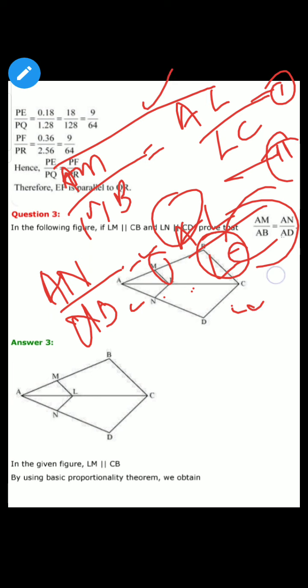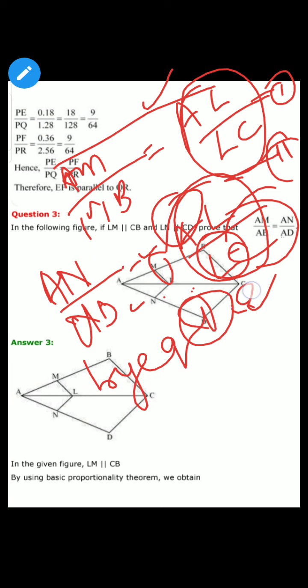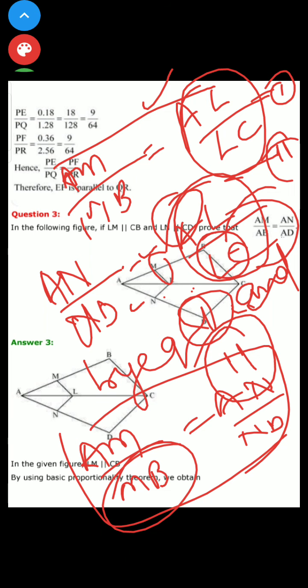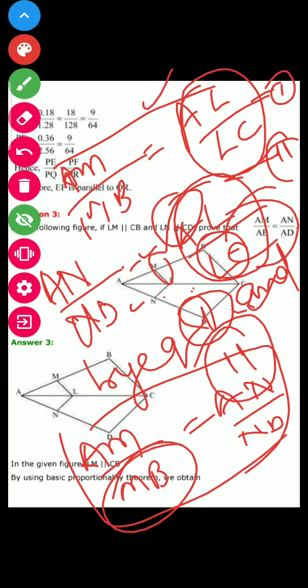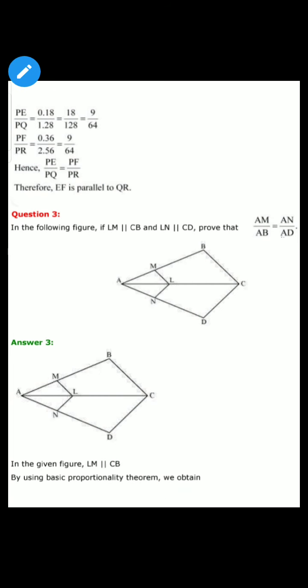Okay, from equation number 1 and 2 you can check the RHS part is equal. If the RHS part is equal, it means the LHS part will also be equal. By equations 1 and 2 we will say what, students? AM upon MB will be equal to AN upon ND. Okay, now what we have to do, actually I had to prove AM, it's okay, but here we have to get AB. Now what, students, you have to do? First you will take the reciprocal of both sides.